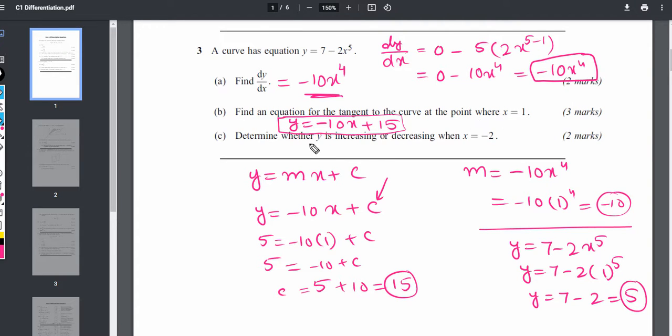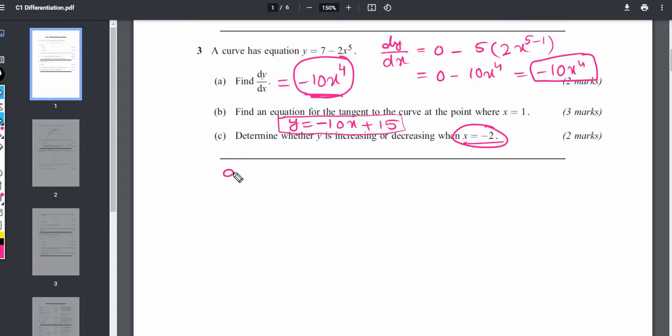Now it says determine whether y is increasing or decreasing at x equals to minus 2. So in order to do that, I will simply put x equals to minus 2 in my expression for the gradient. If I get the positive answer, it means my gradient is positive, so the function is increasing. If I get the negative answer, it means the gradient is negative, so the function is decreasing. So I'll simply put -2 into this expression. So let me just erase it.